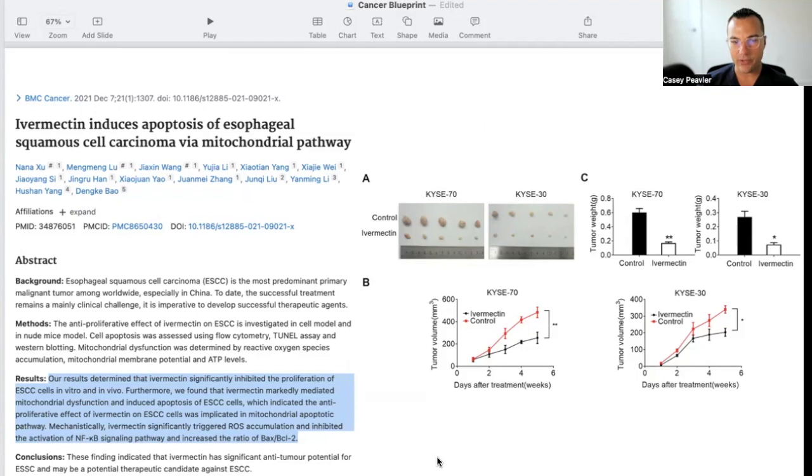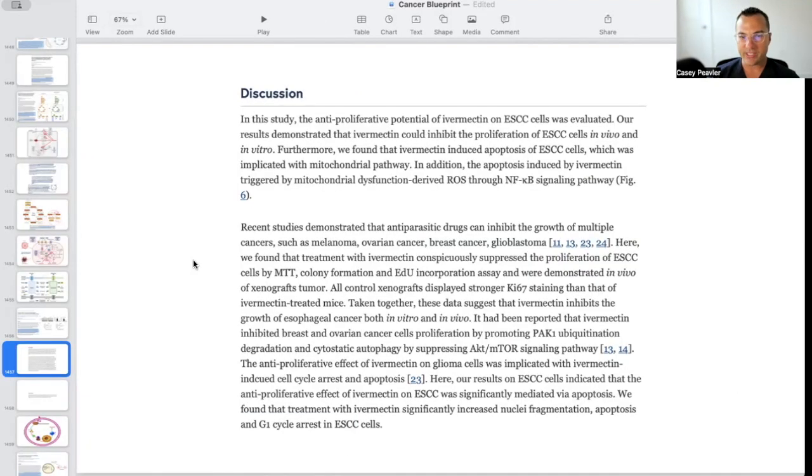Mechanistically, ivermectin significantly triggered reactive oxygen species accumulation, inhibited the activation of the NF-kappa B signaling pathway, and increased the ratio of BAX and BCL2. Recent studies demonstrated that antiparasitic drugs can inhibit the growth of multiple cancers such as melanoma, ovarian cancer, breast cancer, glioblastoma. Here we found that treatment with ivermectin conspicuously suppressed the proliferation of these esophageal squamous cell carcinoma cells by MTT, colony formation, and EdU incorporation assay, and this was demonstrated in vivo in xenograft tumors.